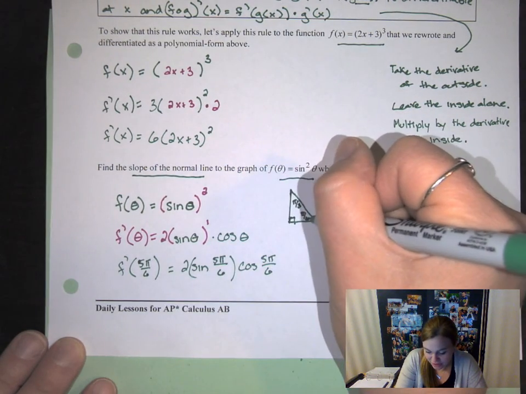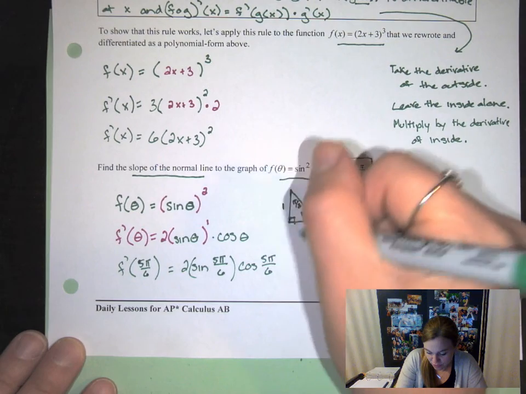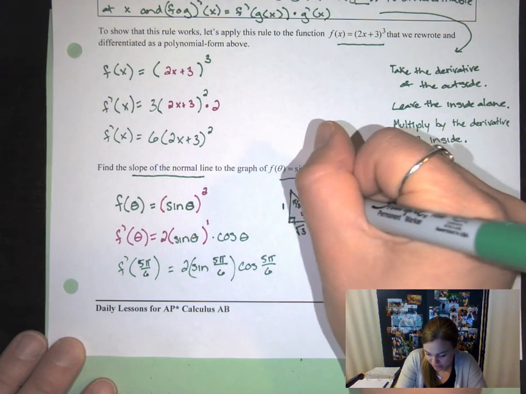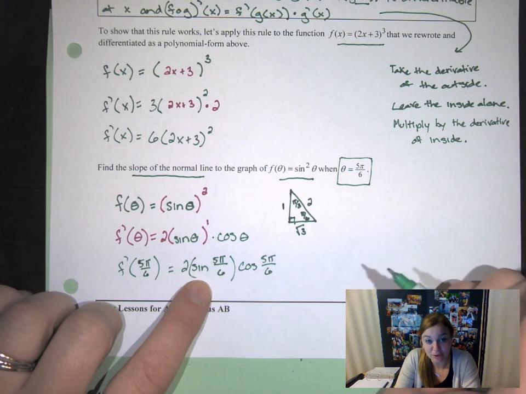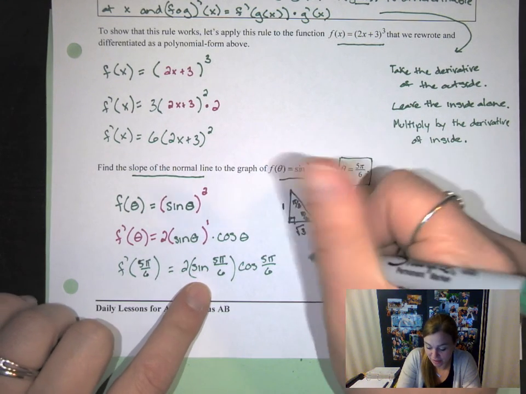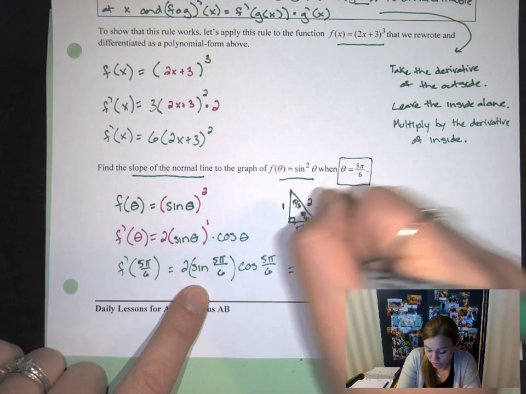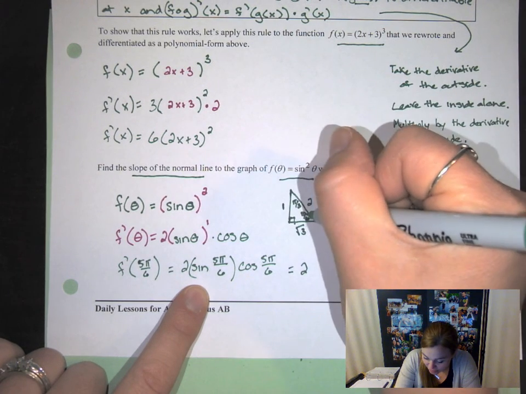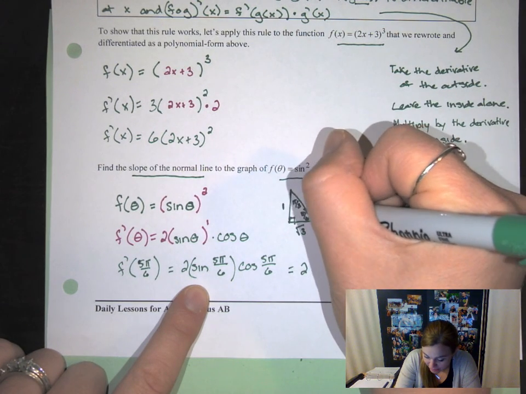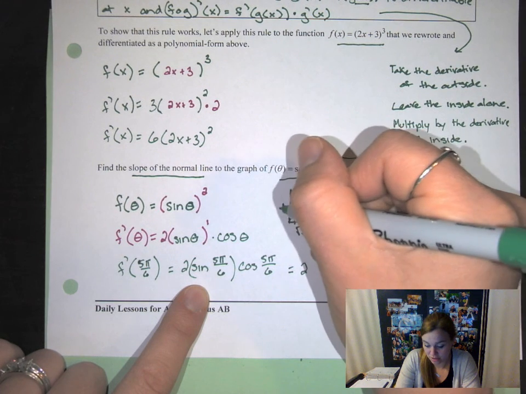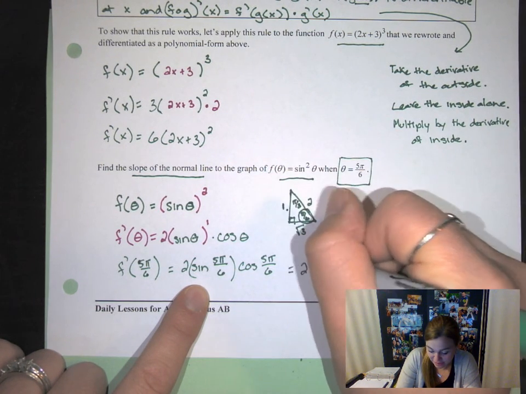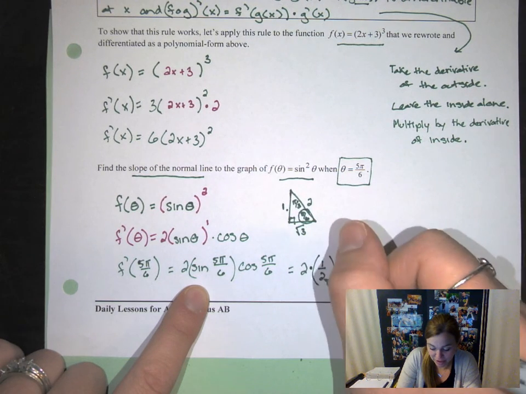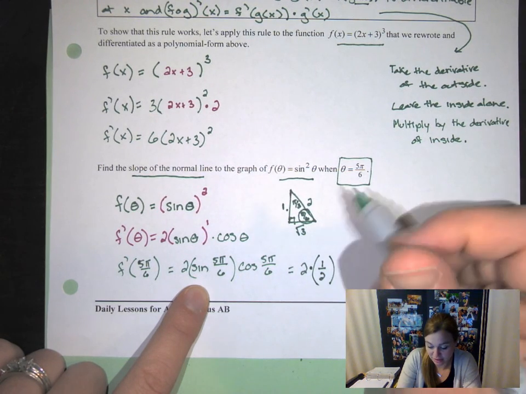And I remember across from pi over 6, that's the smallest angle, this would be 1, square root of 3, and then 2. Sine, if I do SOHCAHTOA, sine is opposite over hypotenuse. So this would be 2 opposite over hypotenuse of pi over 6 is my reference angle. Opposite over hypotenuse is 1/2. And I have to be careful because I'm not sure whether that's going to be positive or negative yet. I'll get there in a second.